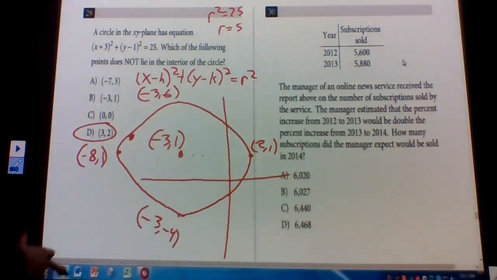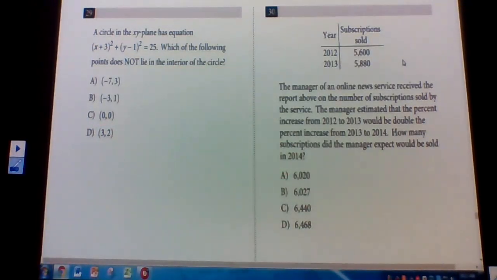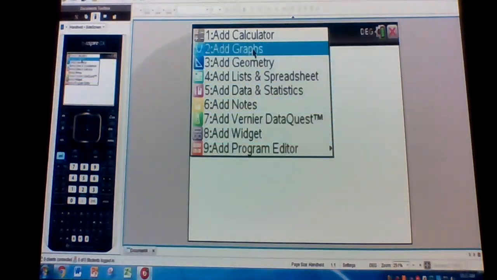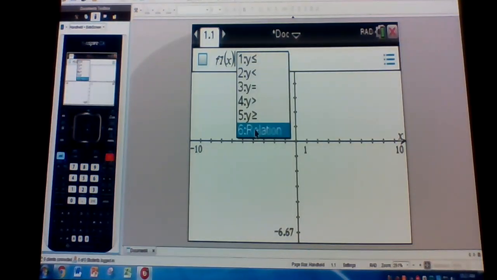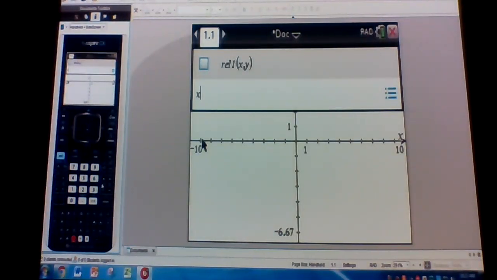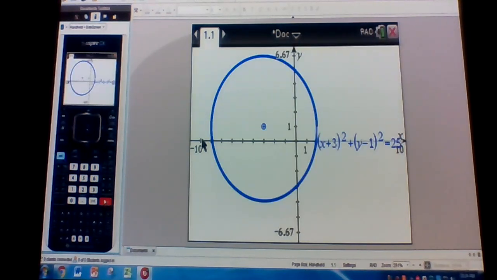Okay. All right, let's see if we can graph this on the calculator. I'm honestly not sure. I didn't think to try that. Let's do it. X plus 3 squared. Okay. So let's go to the graph. New document. No. Delete this. We don't want that, right? Just go to relation. So we want x plus 3 squared plus y minus 1 squared equals 25. Look at that, it graphs it for us.